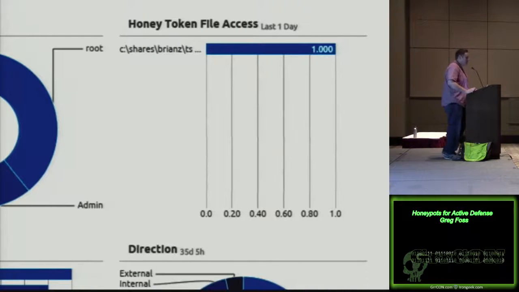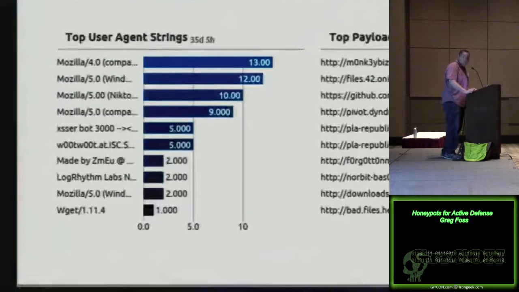Then, top usernames. Find out if people have real usernames, fake usernames, all that good stuff. Then passwords, same sort of thing. And then honey token file access. So if anyone's actually poking around in these directories where they shouldn't be, gathering files, stuff like that, we want to know about it. Then user agent strings. I like breaking this out because it shows what tools attackers are using in your environment, as long as they're hitting your web interfaces and stuff like that. Because the funny thing is, people don't often bother to change the user agent strings.